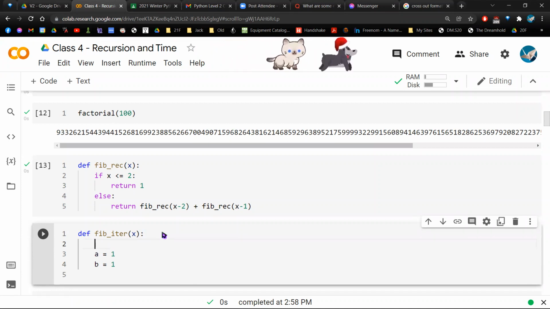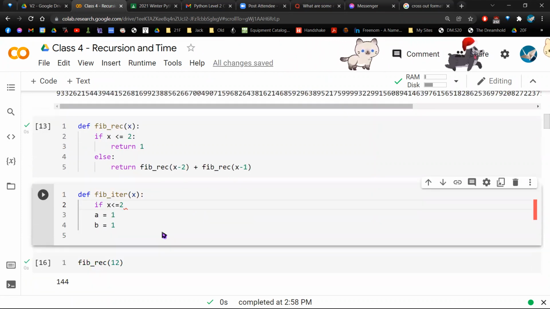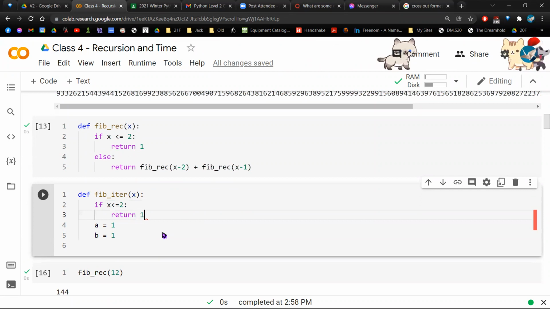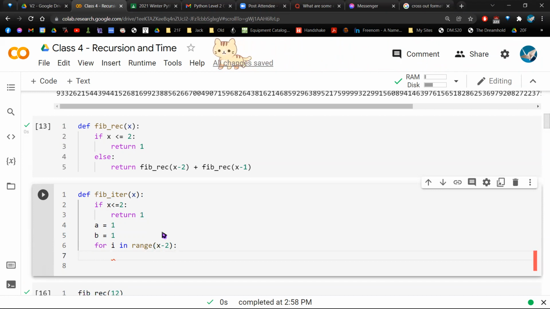You can also have a similar base case. Like you can also check if X is less than 2, because again, you don't need to do any work if it's less than 2. But if it is not, then you want to do a loop. So I can just say for I in range, I think it's going to be X minus 2.